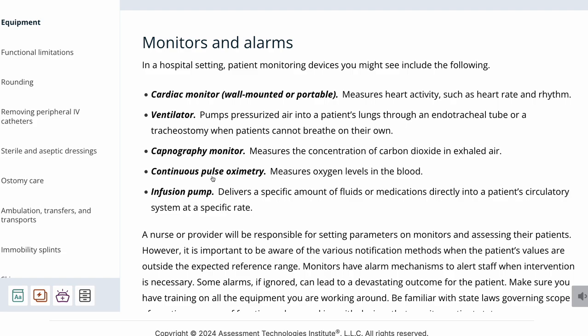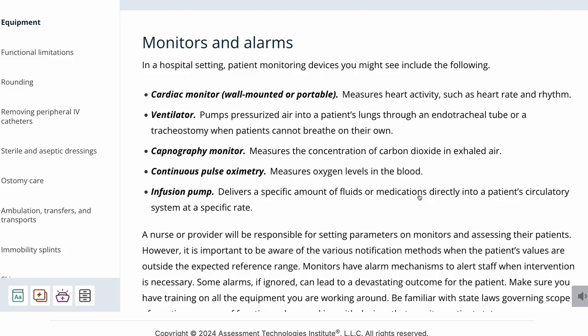You have a continuous pulse ox. That's the little monitor I'll show you that we put on our fingers. They have continuous ones. It looks like tape, and it just tapes to the tip of the finger, and it stays on there 24 hours a day and monitors that. And then we also have infusion pumps, which deliver medication directly into their IV port.